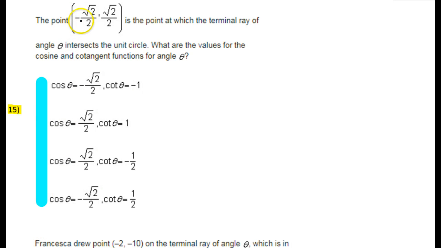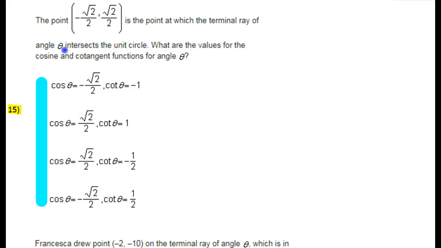The point negative radical 2 over 2 comma radical 2 over 2 is the point at which the terminal ray of angle theta intersects the unit circle. What are the values of cosine and cotangent functions for angle theta?